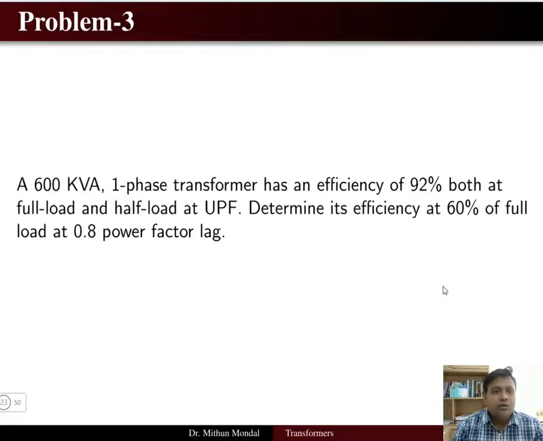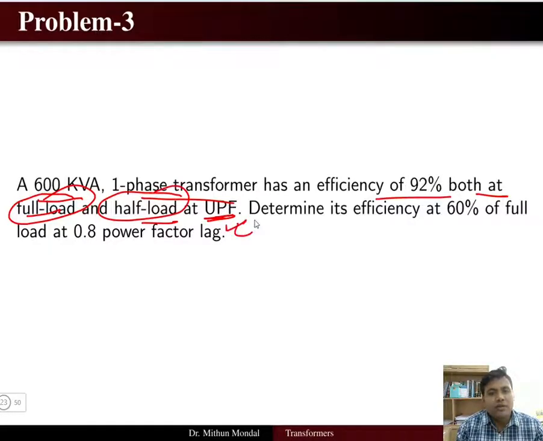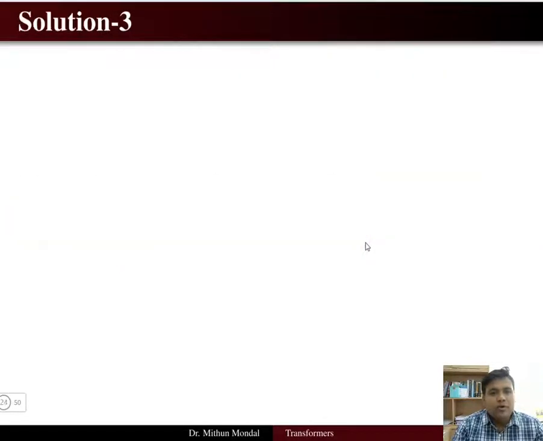Now problem third: you have a 600 kVA single phase transformer, efficiency 92%, both at full load and half full load at unity power factor condition. So two cases are given, one is full load condition and another is half loading condition at unity power factor condition. The efficiency remains the same, that is 92%. Determine the efficiency at 60% of the full load at 0.8 power factor lagging condition.